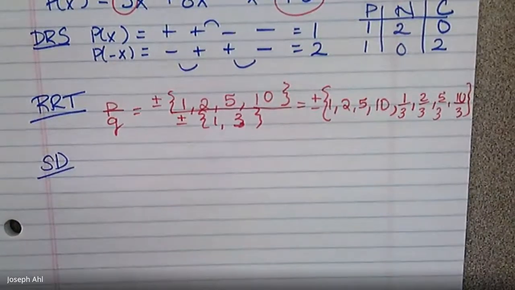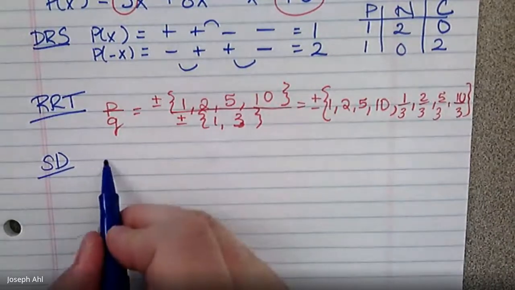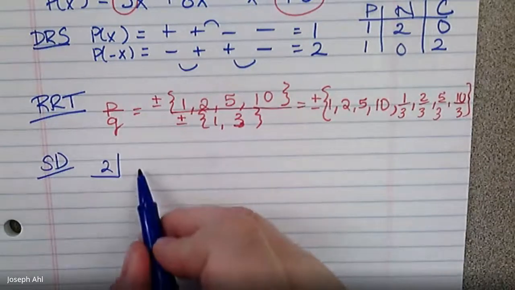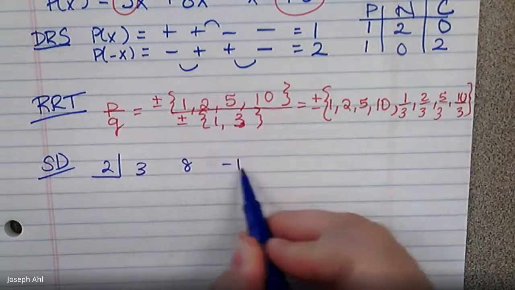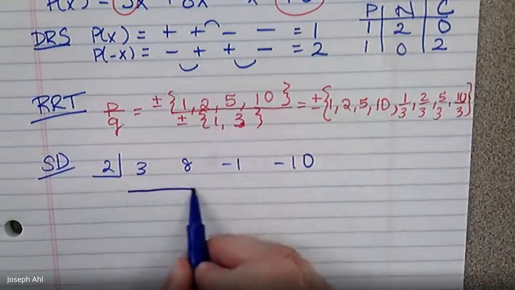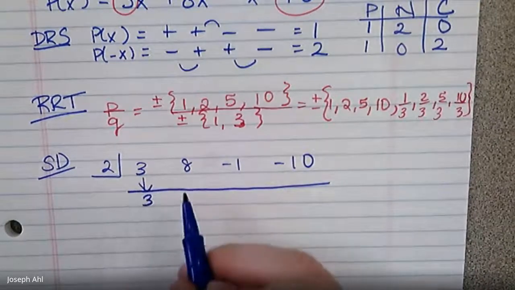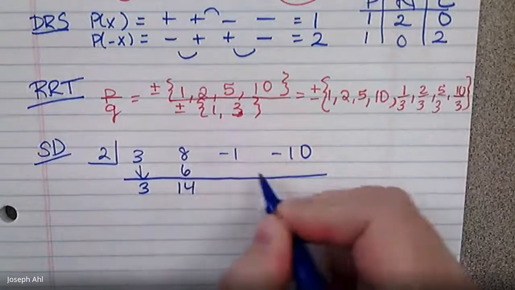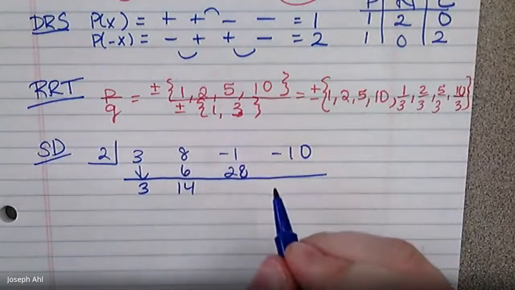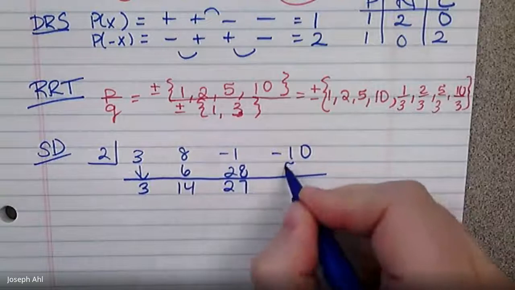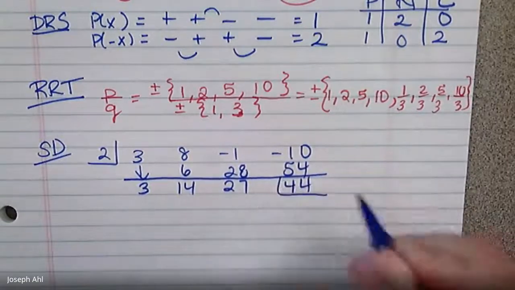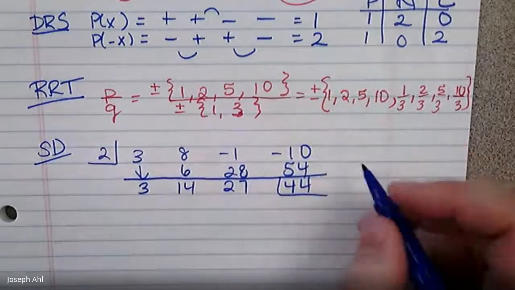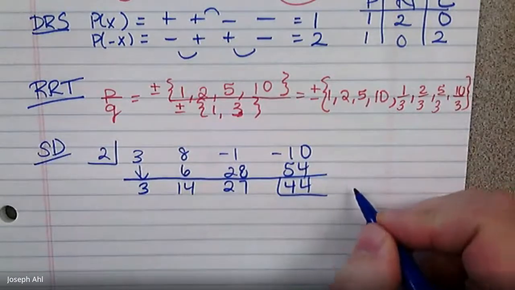Here we go. Just because 2 is my favorite number, I'm going to test 2 first. I got 3, 8, -1, and -10 as the coefficients. I'm going to move a little bit fast through this synthetic division. Ready? Bring down the 3. 3 times 2 is 6, plus 8 is 14, times 2 is 28. Plus -1 is 27, times 2 is 54, plus -10 is 44. Did you think I chose 2 because it was a root? No, it's not a root. Darn.